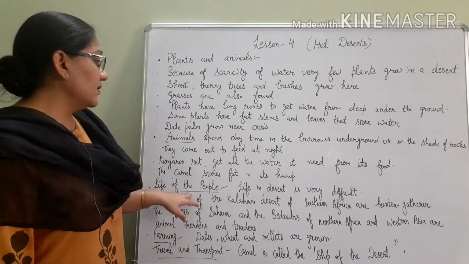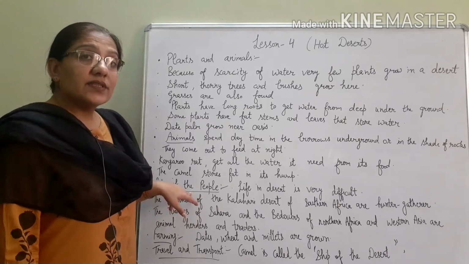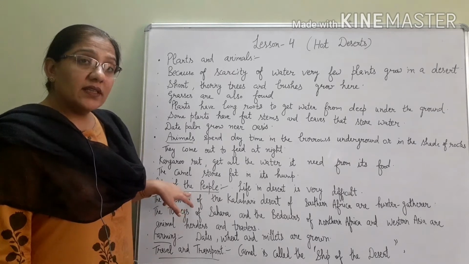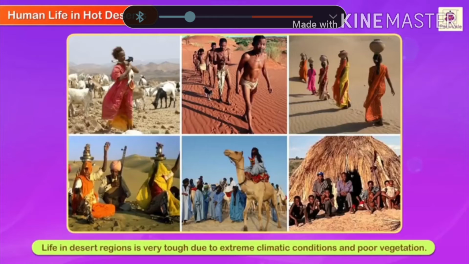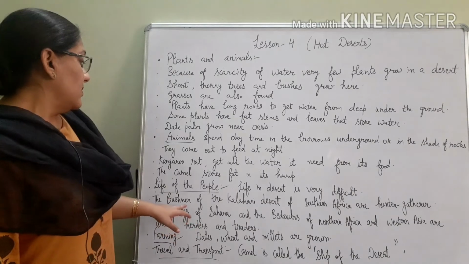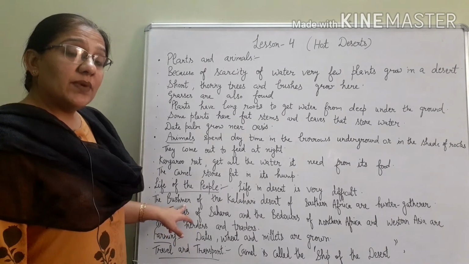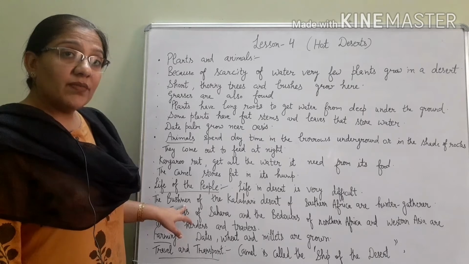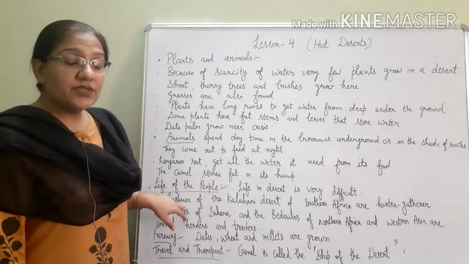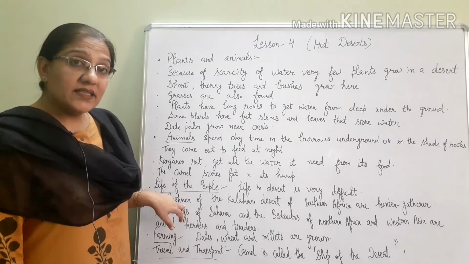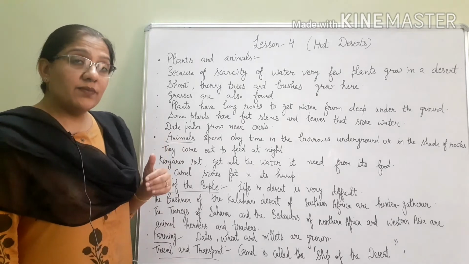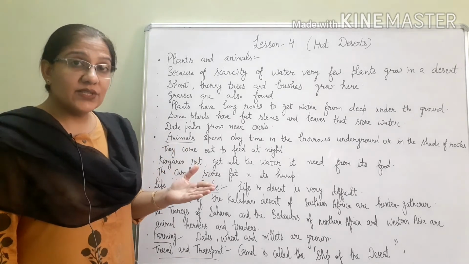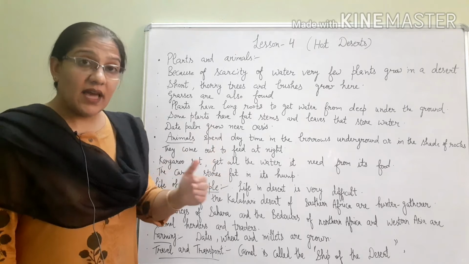Life of the people. Because the climate in the desert regions is very harsh, life of the people is very difficult. Life is not easy here. The people living in the desert are known by the name Bedouins. Bedouins means the people living in deserts. They are nomad people. Nomad means they keep moving from one place to another with their camels.